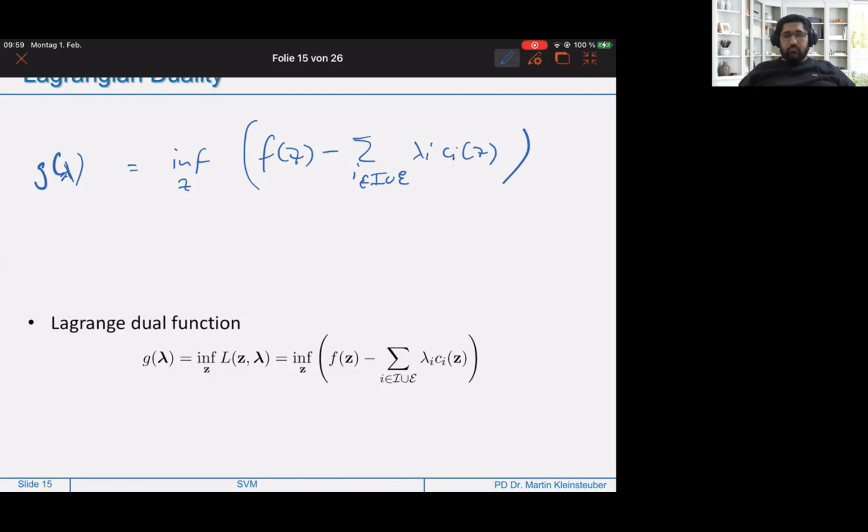The Lagrange dual function says that it's the worst case in dependence of lambda, if you want. So this is the gap that you get.